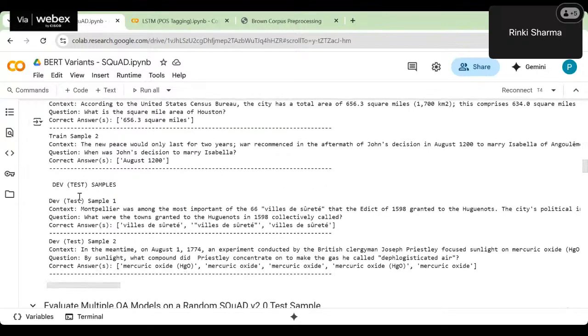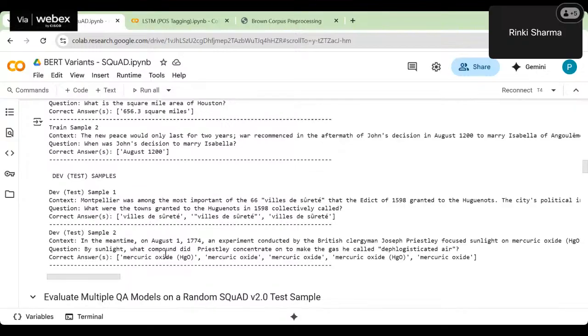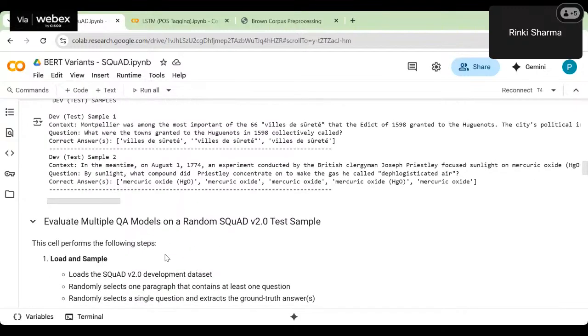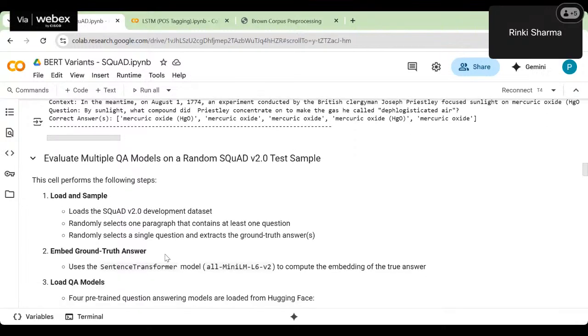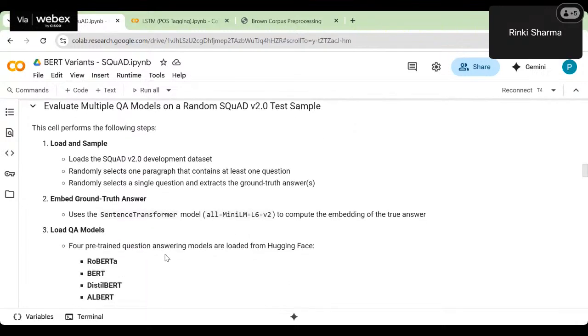This is the second context, the corresponding question, and the answer. The samples from the test data look like this: this is a given context, this is a corresponding chosen question, and this is the answer for this particular question. Likewise, sample 2 of the test data. So after evaluating the size of the training and test data, and after seeing how the test data and train data look, we start by processing the data.